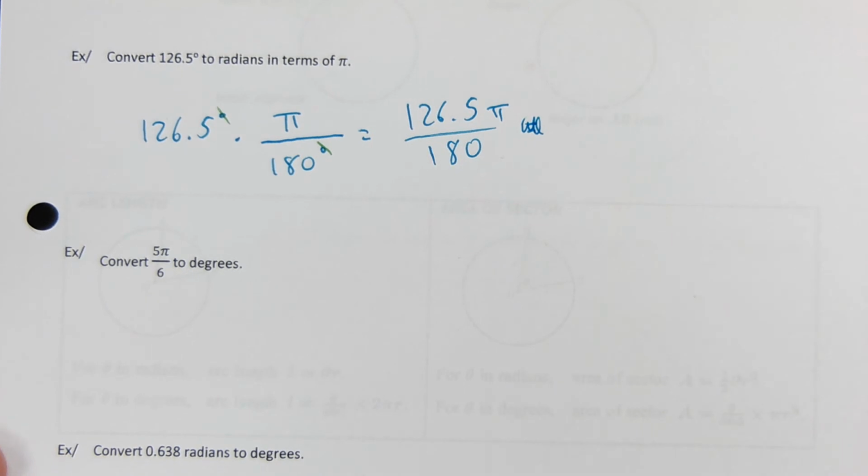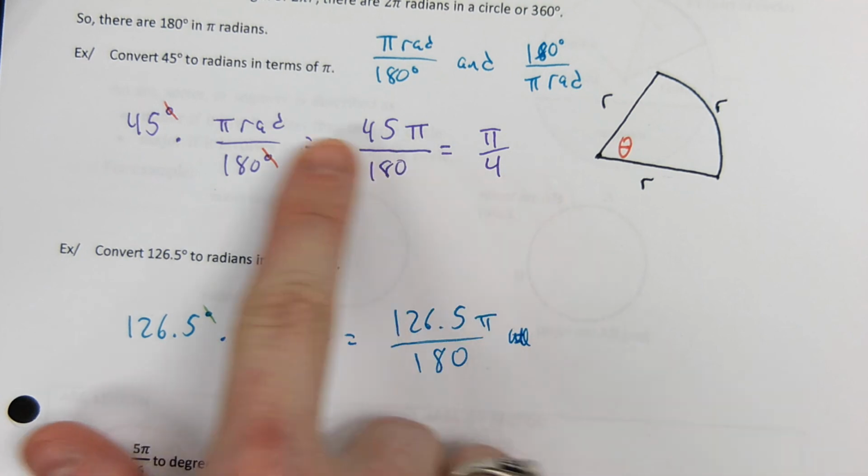There will be some very special ones that you'll need to have known by heart. This is one of them: that 45 degrees is pi over 4 radians. That's one of the ones you'll have to know by heart. And this one will be too. 5 pi over 6.